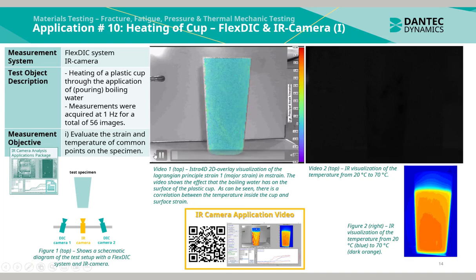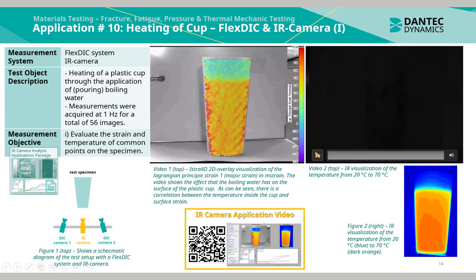Video 1 to the top shows the EduDIC 2D overlay visualization of the Lagrangian principal strain 1 in millistrain. The video shows the effect that the boiling water has on the surface of the plastic cup. As can be seen, there is a correlation between the temperature inside the cup and the surface strain.